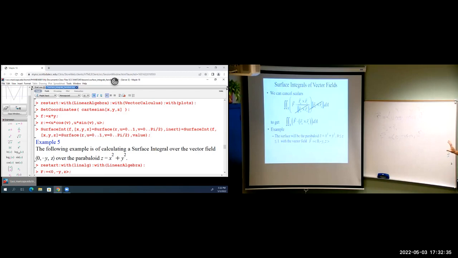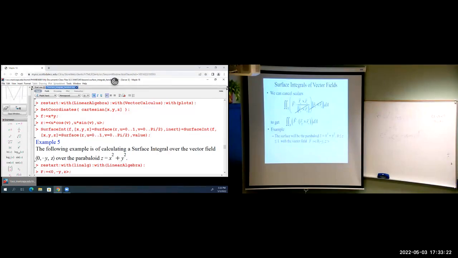Okay, questions about that so far? So again, mechanically, what we do is find r sub u and r sub v and get their cross product. Then we take our vector field, plug in our parameterization, and take the dot product of those two things. That gives us our integrand, and our limits are the limits on our parameterization, which I should have included. v is going to go from 0 to 2 pi, and u is going to be from 0 to 1. I think it was just a paraboloid of height 1. Those are going to be the limits on our integral.